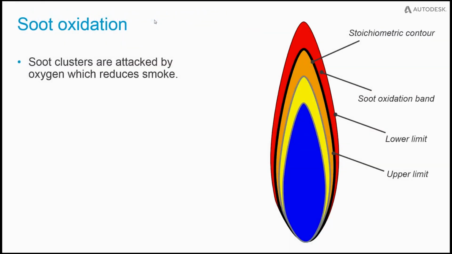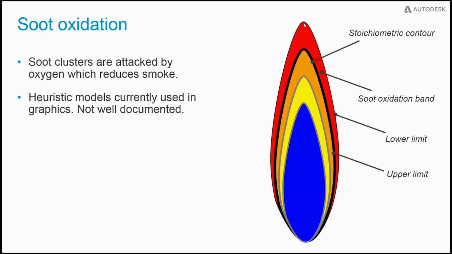Now, soot oxidation is the process where clusters of soot are attacked by oxygen, which in turn reduces the smoke and can give you something like a non-smoking flame, for example, a candle flame. And again, the soot oxidation takes place in a band which starts roughly at the stoichiometric contour and then ends either at the visible flame, where all soot will be oxidized, or the soot oxidation process stops due to the temperature becoming too low.